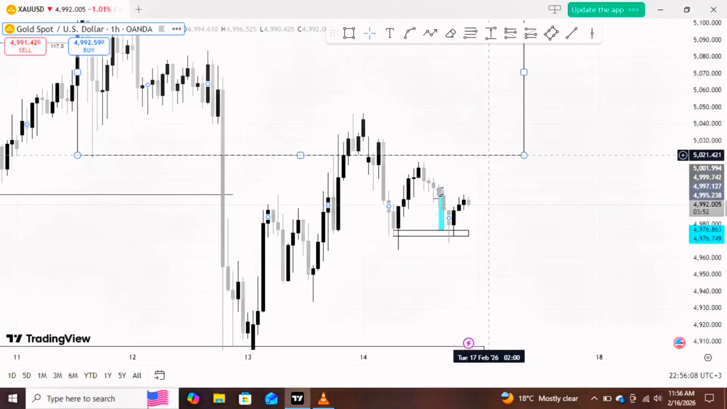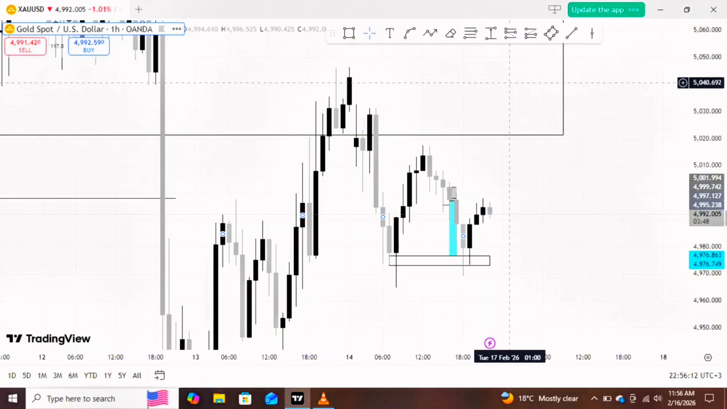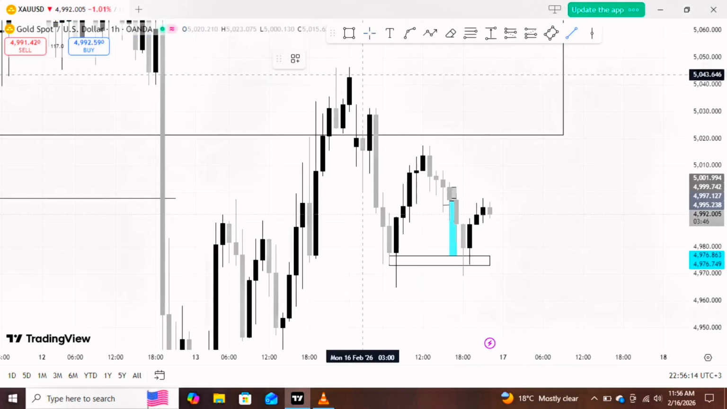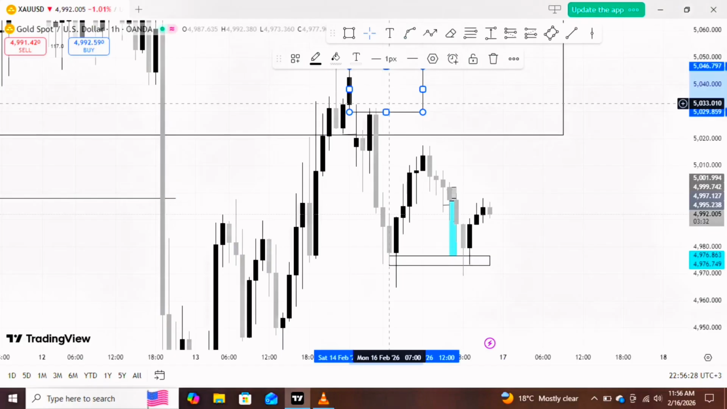So look how the market reacts in this zone, the 4 hour order block. After the market taps the zone, it changes its direction, so it leaves some unmitigated order block here in 1 hour. But I didn't take a trade from this order block, because as I told you, the market can go in a bullish momentum or in a bearish momentum.